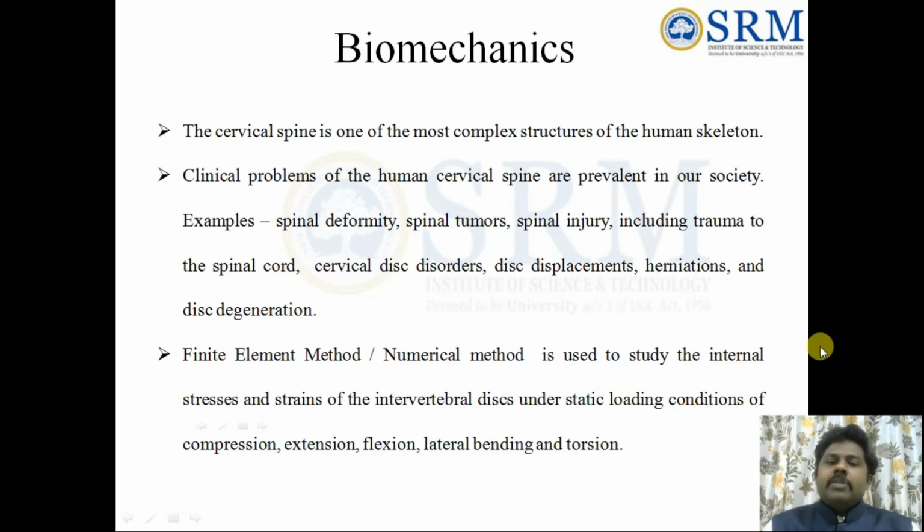In the intervertebral disc, for example, what is the pressure generated over there? Under static loading what is happening, under dynamic loading what is happening? For example, the different types of loading conditions are compression, tension, flexion, extension, lateral bending and torsion. These are the different kinds of loads which are taken by the spine.